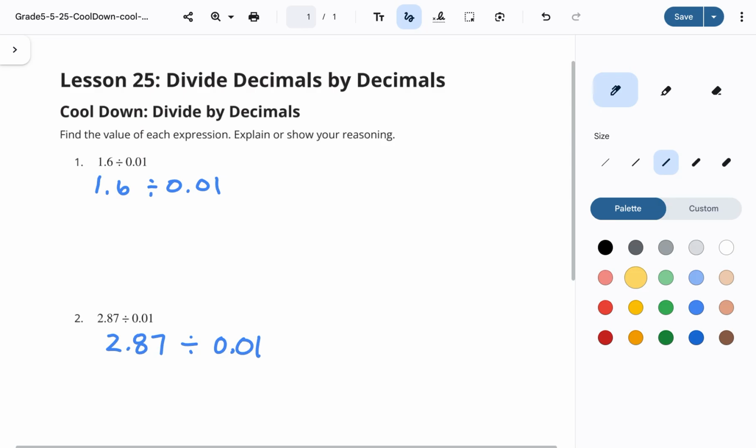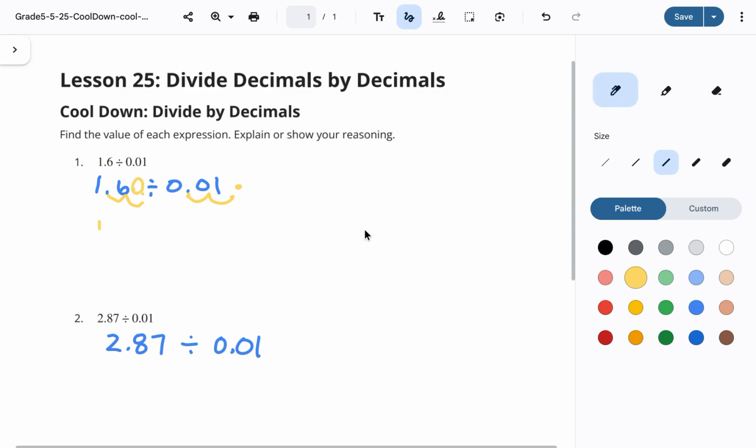Notice for number 1, I've simply written out our division expression. We see 1 and 6/10 being divided by 1/100th. Well, one thing we've noticed to be true is that we can treat the dividend and the divisor fairly and move the decimal to the right the same number of times in order to make our division problem even more simple. So I'm going to move my decimal 2 times over in my divisor. So I'm going to do the same thing in my dividend, 2 times. There's not a digit here, so I'm going to plug in a 0.